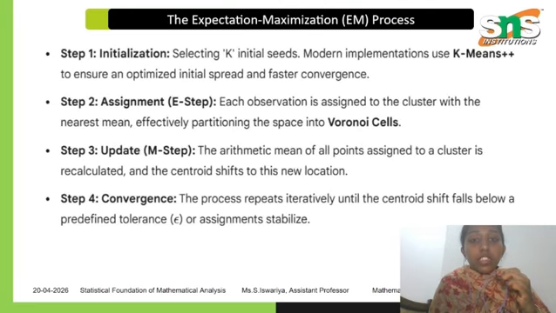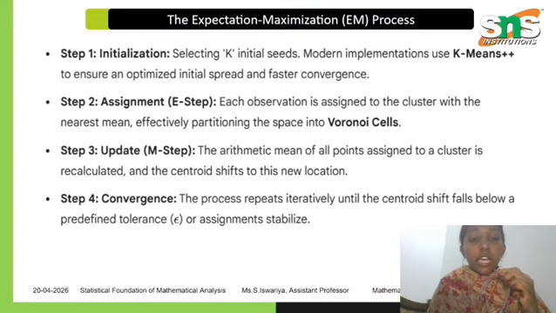Next we are going to see the expectation maximization, that is the EM process. Here step 1 is initialization. This means selecting K initial seeds, modern implementations using K-means++ to ensure an optimized initial spread and foster convergence. The next step is the assignment process, that means the E step. In this step, each observation is assigned to the cluster with the nearest mean, effectively partitioning the space into Voronoi cells.